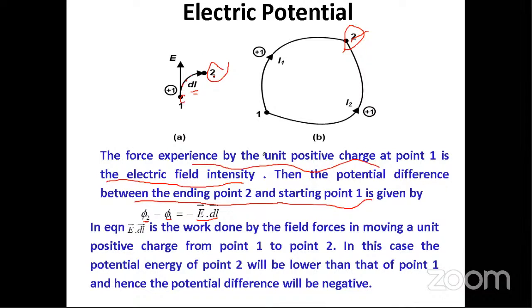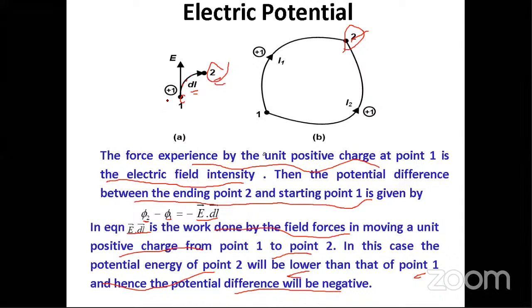When we are bringing a charge from one point to another point, the potential energy basically decreases. That is why this minus. In the equation, E into dl is the work done by the field force in moving a positive charge from point 1 to point 2. Okay. In this case, the potential energy of point 2 will be lower than that of point 1. Hence, the potential difference will be negative. Here you see the potential of that point is lower than the potential of point 1. That is why in phi 2 minus phi 1, we incorporated this minus.